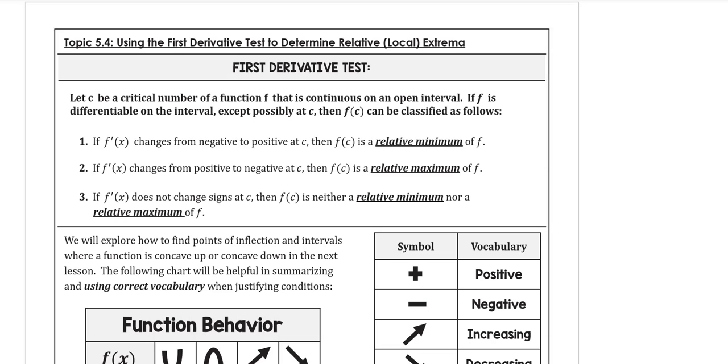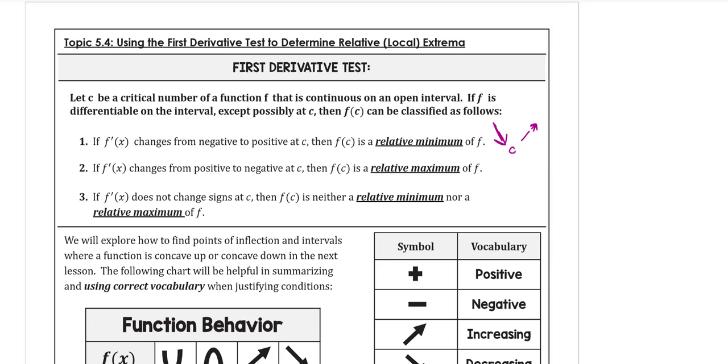So first off, if f prime of x changes from negative to positive at c, then f of c is a relative minimum. So what we have going on here is the following. We have f prime of c is negative, here's my c, and then it changes signs to positive. That shows that we have a relative minimum.